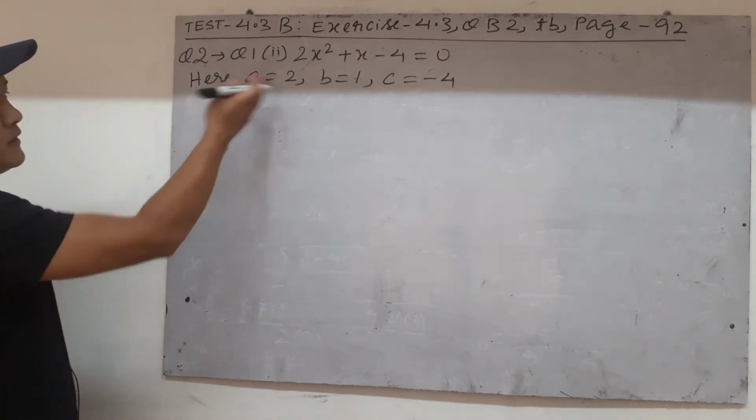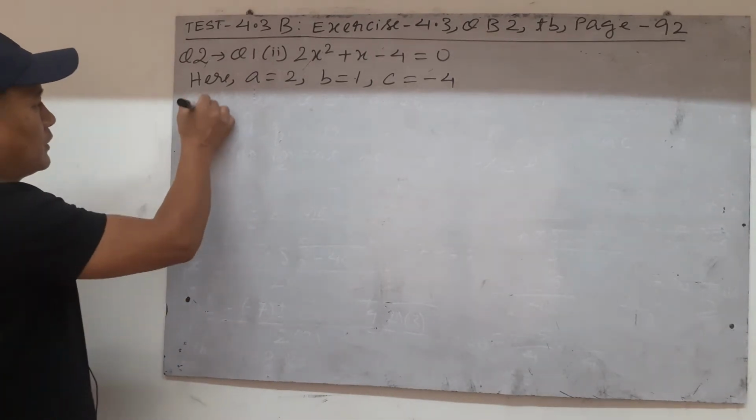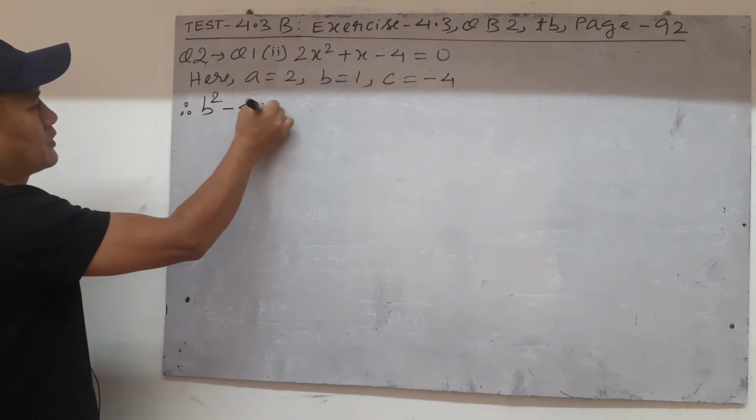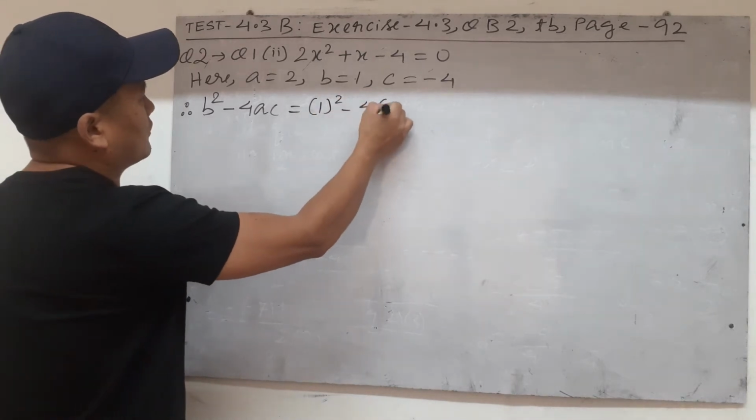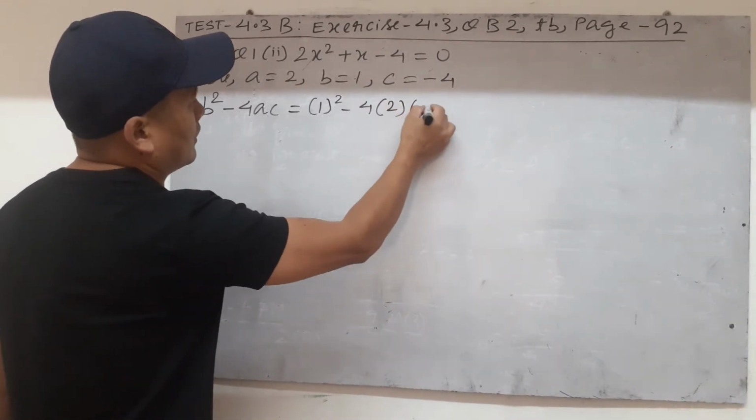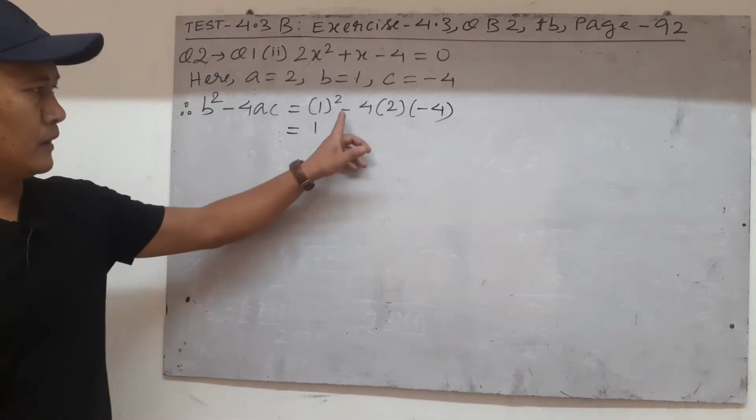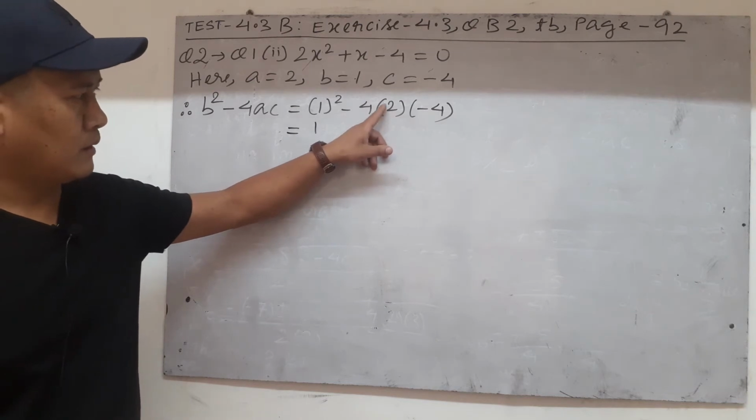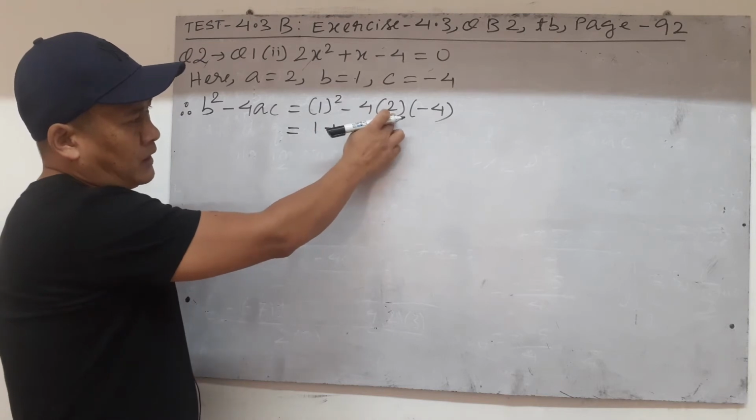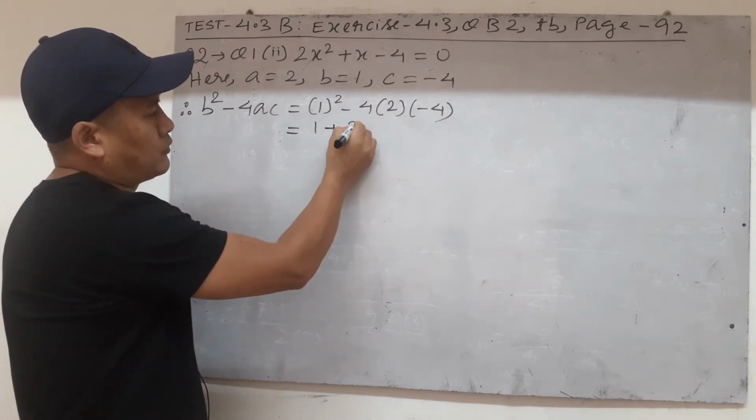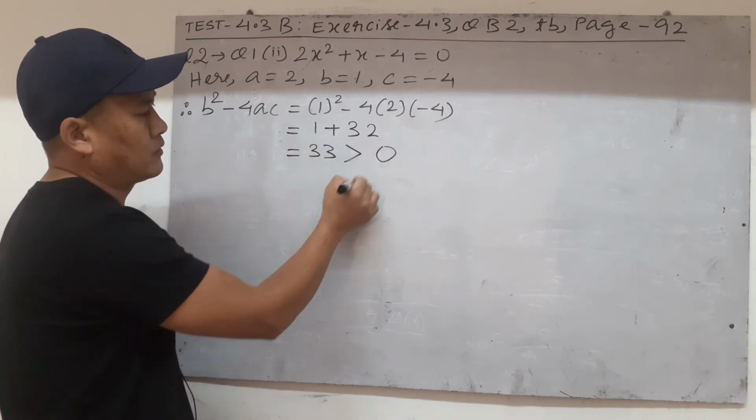And as we did in the previous sum, before we solve by the quadratic formula, we have to find out b squared minus 4ac, which is b, here 1 square, minus 4 into a, here 2, into c, minus 4. 1 square is 1, right? And minus into plus is minus, minus into minus is plus. So multiplying the signs first is easier. 4 twos are 8, 8 fours are 32. So we're getting here 33. Plus 33 is greater than 0.